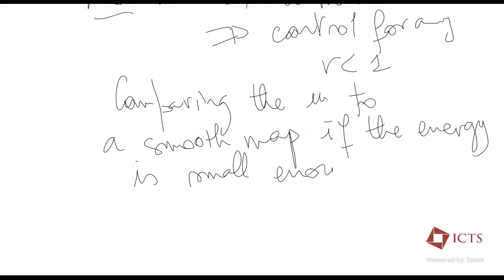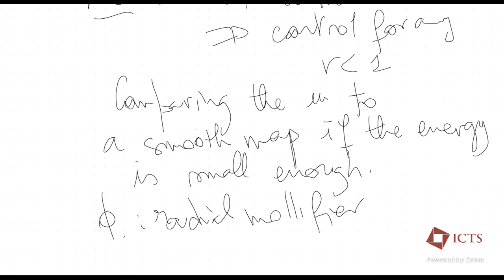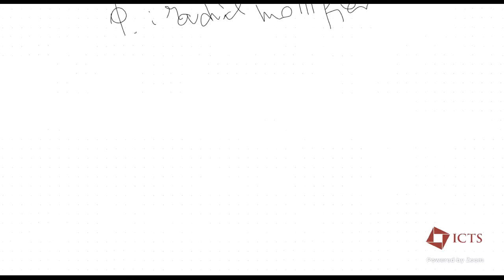So how do you build a smooth map out of your given map? Well, you take a radial modifier, and you build the following. Let me put R_r(x), which is the sum in B1 of phi, of r.